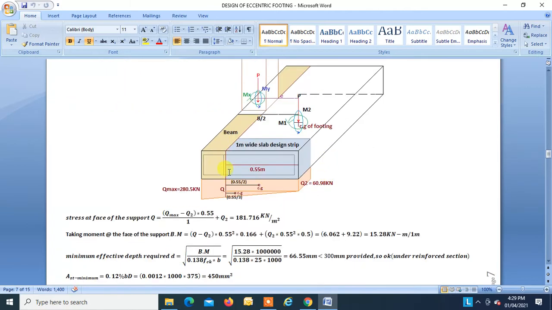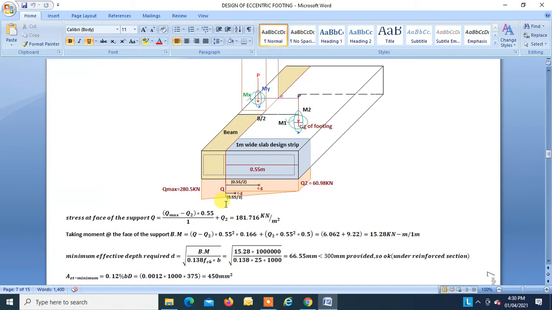So at this section, you can easily find Q over here. Q is found to be 181.716. You can divide this into two parts, that is rectangle and the triangle. This will give one force, that is Q2 into 0.55 into 1 meter, the force acting over here, into this distance, that is 0.55 divided by 2, that is going to give a moment about this face.